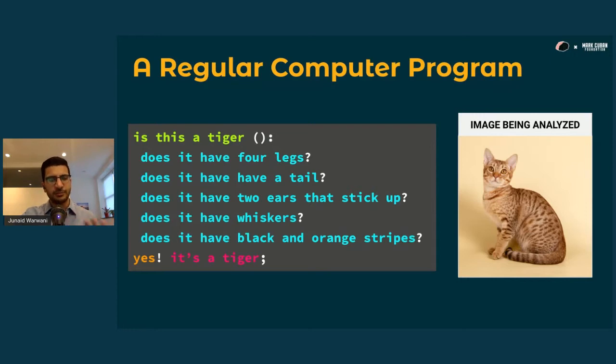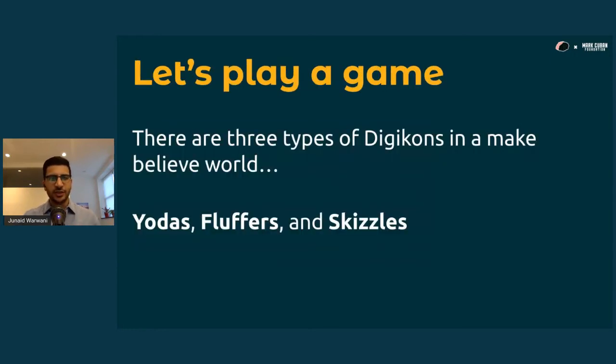So how are we actually going to have AI learn? How are we going to get it to get better? And to understand this, we sent out a game to you earlier on that many of you got to play. And for those that didn't, I'll explain the game to you just so you get caught up. In this game, we told you that there's this make-believe world where there are these things called Digicons. And there's specifically three types of Digicons. There's Yodas, there's Fluffers, and there's Skizzles.